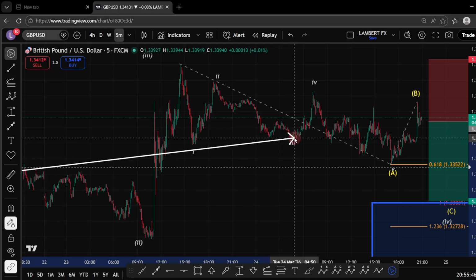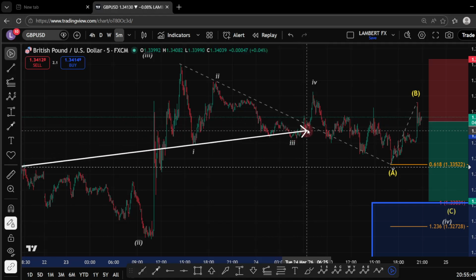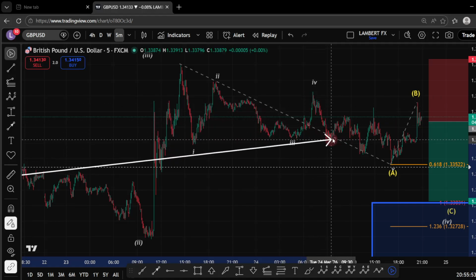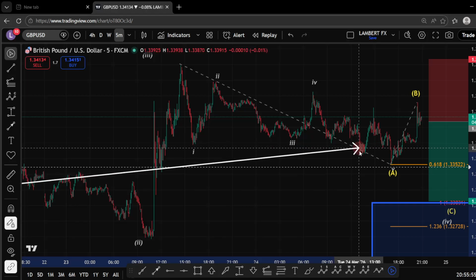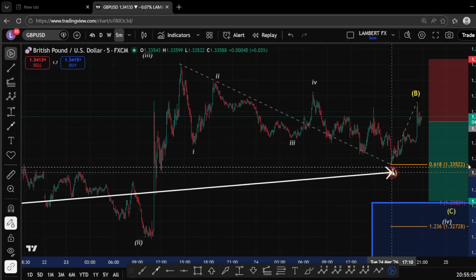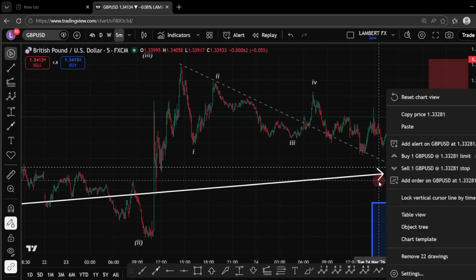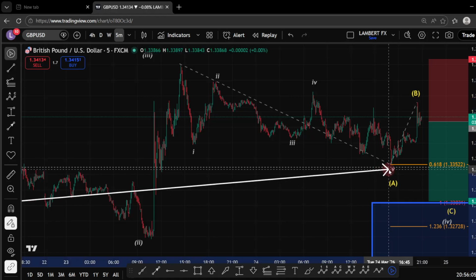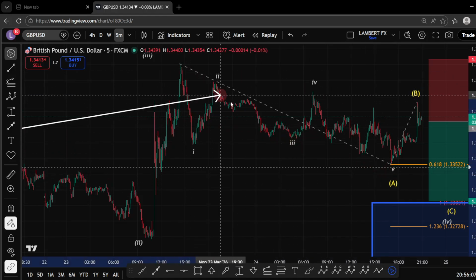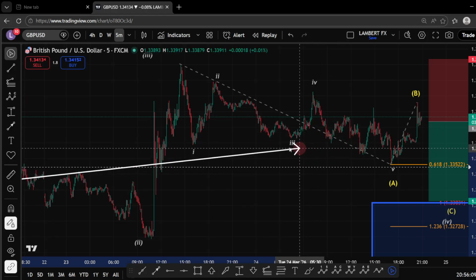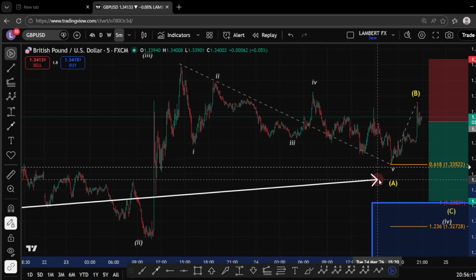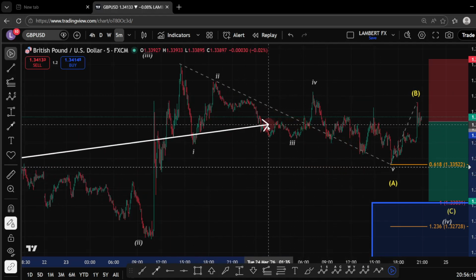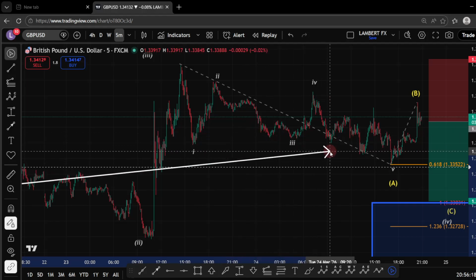And then we had our 3 leg up, 1, 2, 3 for 4. And then we had this 5 leg down, 1, 2, 3, 4, 5 leg down for 5, which is the V right there. So this 5 leg right here, because it's a corrective wave, is labeled as A, because this is the formation of what is called a zigzag correction.